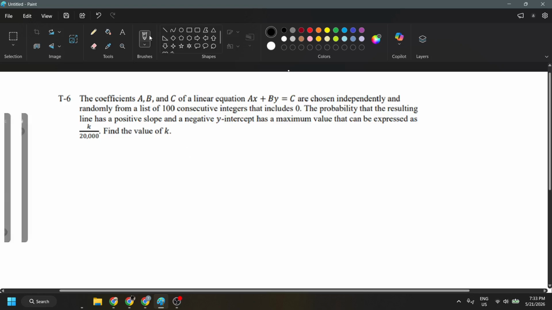What does it mean, maximum value? Is the probability not just... What?